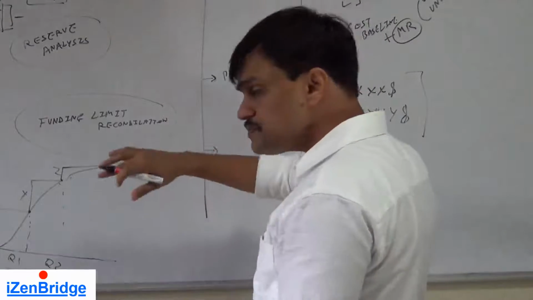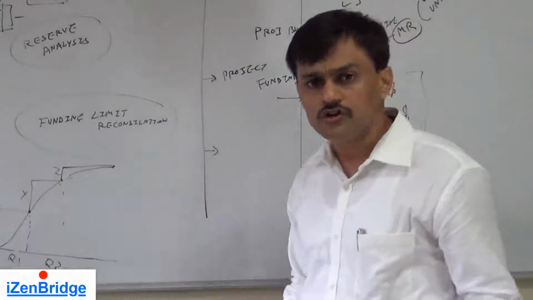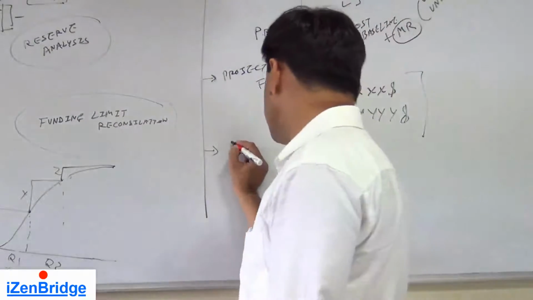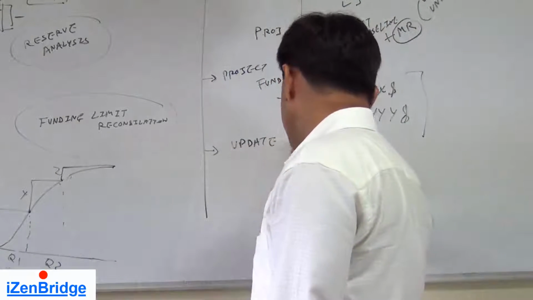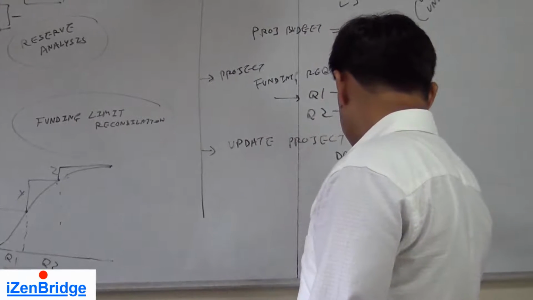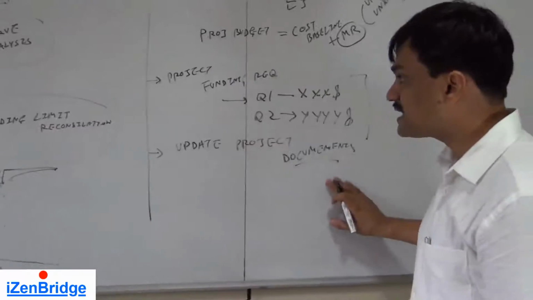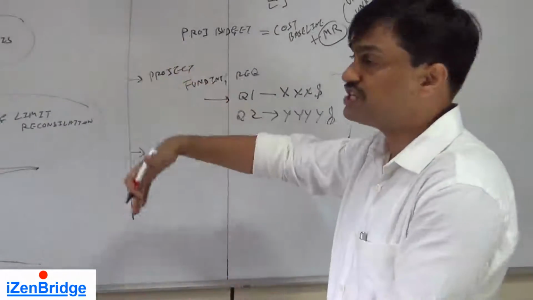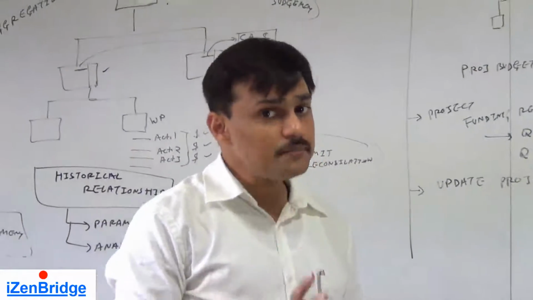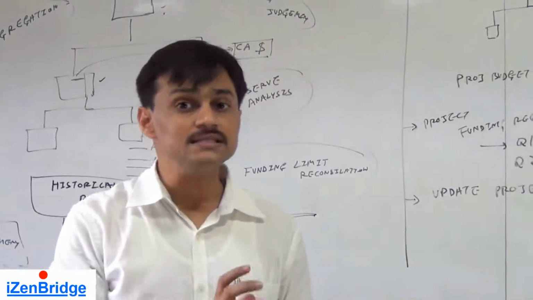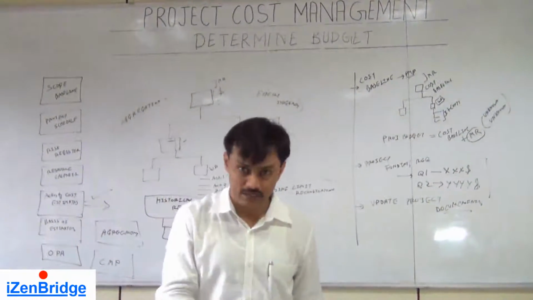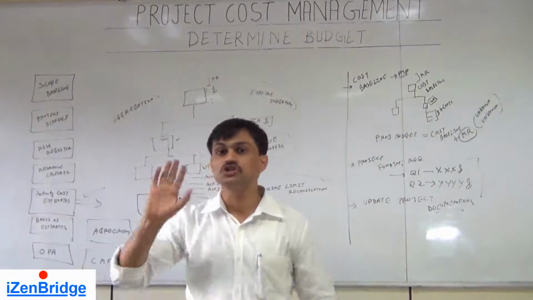The third output: this process may update some of the project documents like activity estimates, risk register, etc. So project documents get updated based on the knowledge or discovery we gain while applying these tools and techniques. So in summary, determine budget is a process which gives the management a cost baseline. The process of deriving a budget for the project is determine budget.